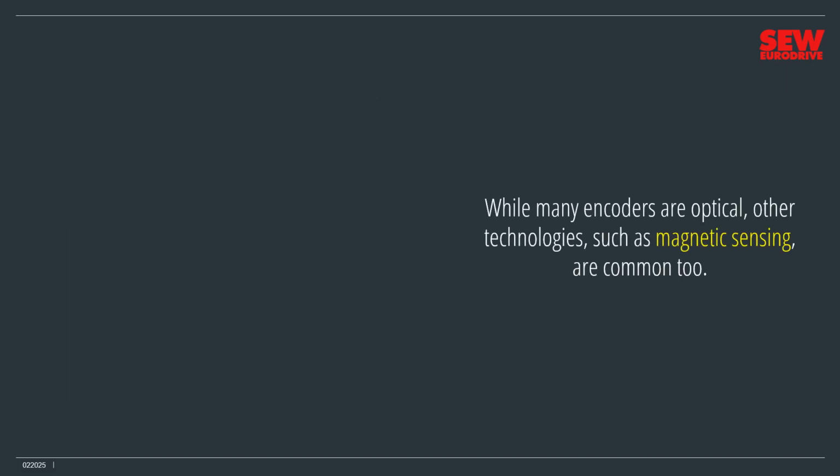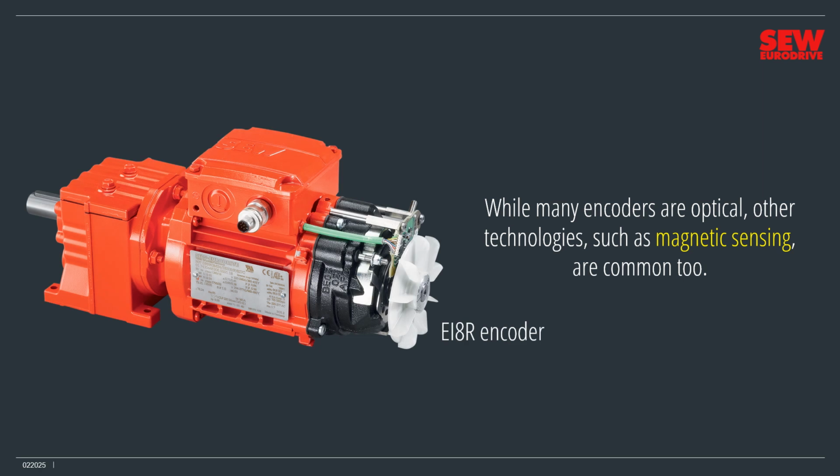This is a good time to mention that while many encoders are optical, other technologies, such as magnetic sensing, are common too. This EI8R internal incremental encoder uses a magnetic ring embedded in the motor fan to generate increments. As the fan turns, a sensor board mounted nearby measures the changing magnetic field and turns this information into pulses.